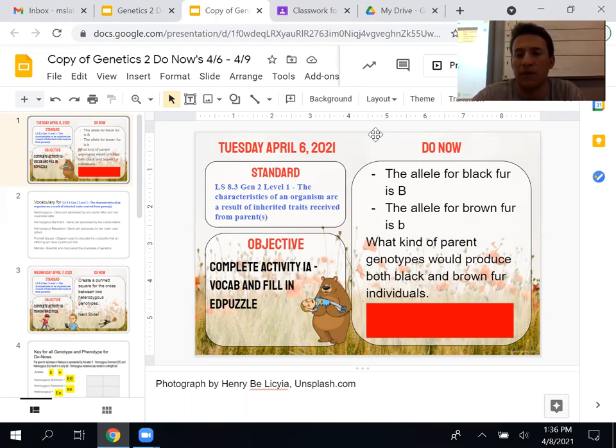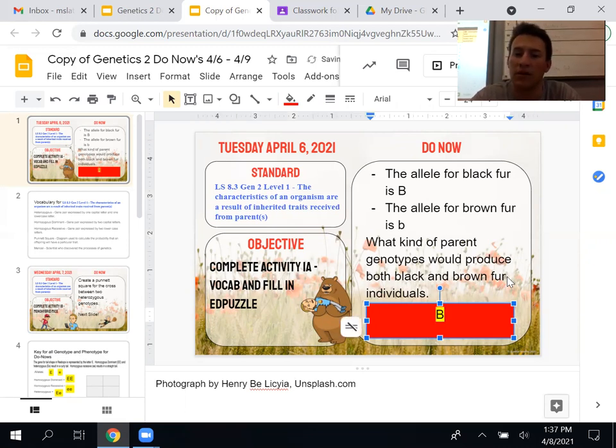Well, let's think. If we need to produce both black and brown fur individuals, we need that genetic information to carry from the parents. So most likely, both of the genes or both of the alleles have to be present in the parent genotypes. And the only genotype we have that allows us to have both the dominant and recessive is heterozygous. Remember, heterozygous in this scenario would be capital B, lowercase b. All heterozygous is, it means that it has both the dominant and recessive trait coming together.